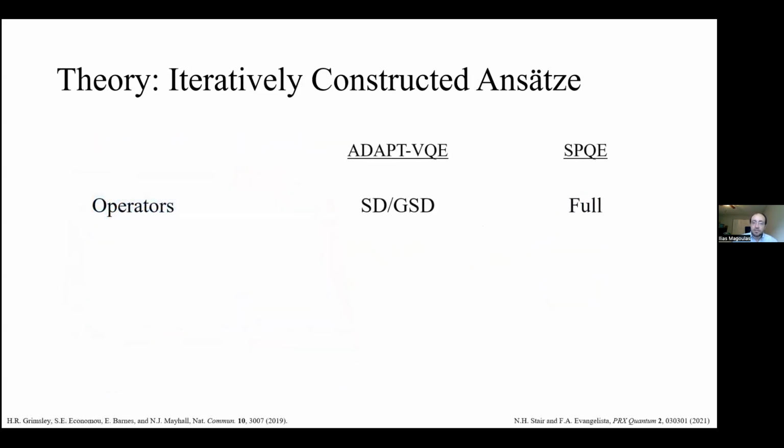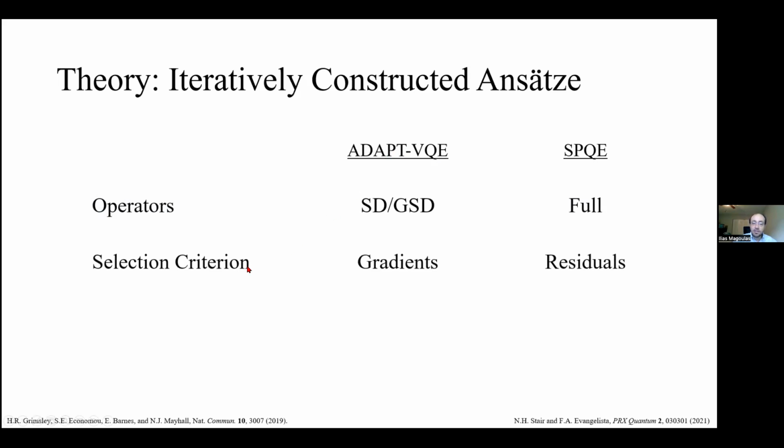In our work, we considered 2 of these iteratively constructed Ansätze. In the case of VQE, we looked at adapt VQE. And for PQE, we used SPQE, which stands for selected PQE. So for adapt VQE, we used an operator pool of singles and doubles and their generalized extension. And for SPQE, we used a full operator pool containing up to n-tuple excitations, where n is the number of electrons.